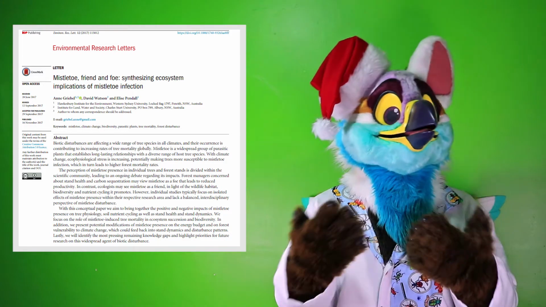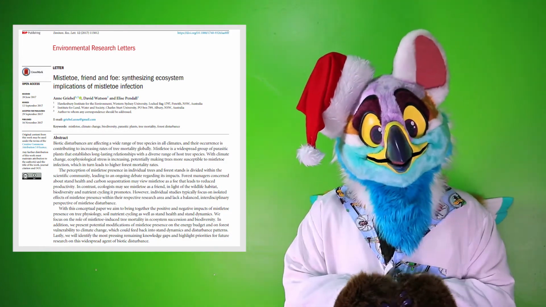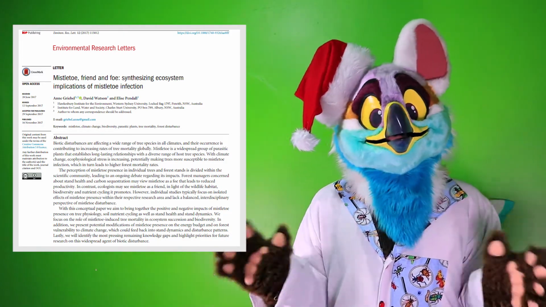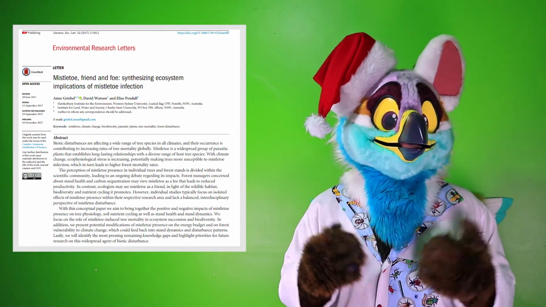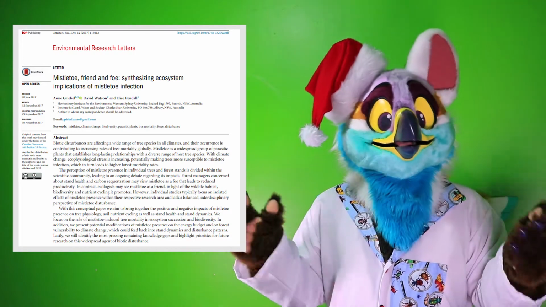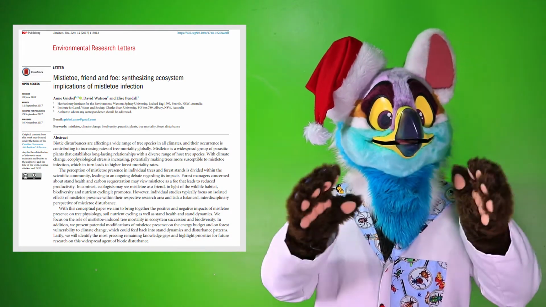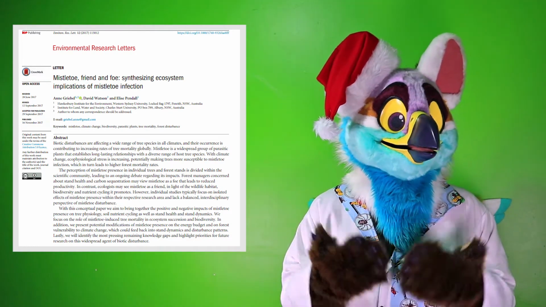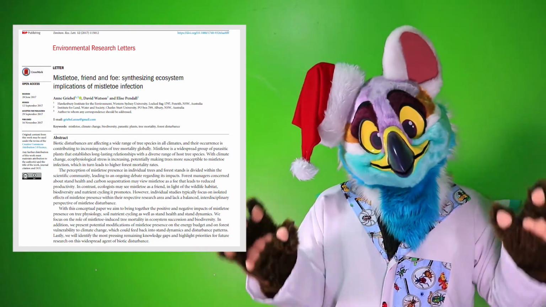In a review paper by Gabrielle, Watson, and Pendle that came out this year, they discussed the positive and negative impacts of the mistletoes on a forest. Amazingly, tree mortality can increase up to 30% in stressful conditions with the mistletoe present compared to mistletoe absent forests under the same conditions.